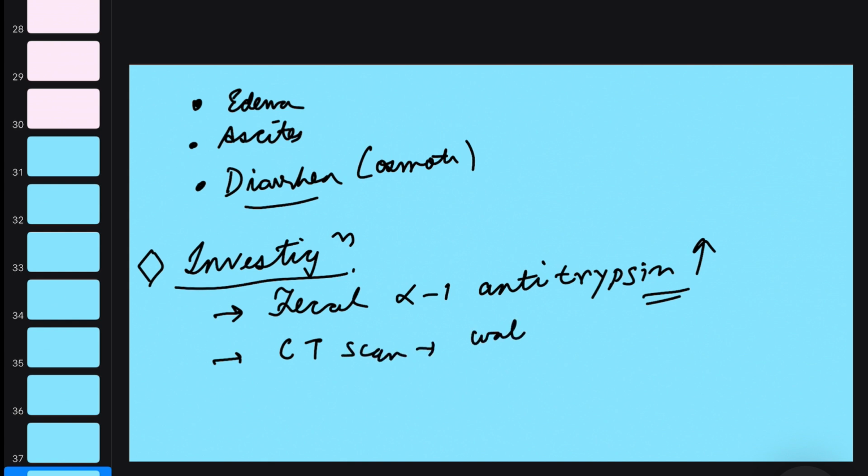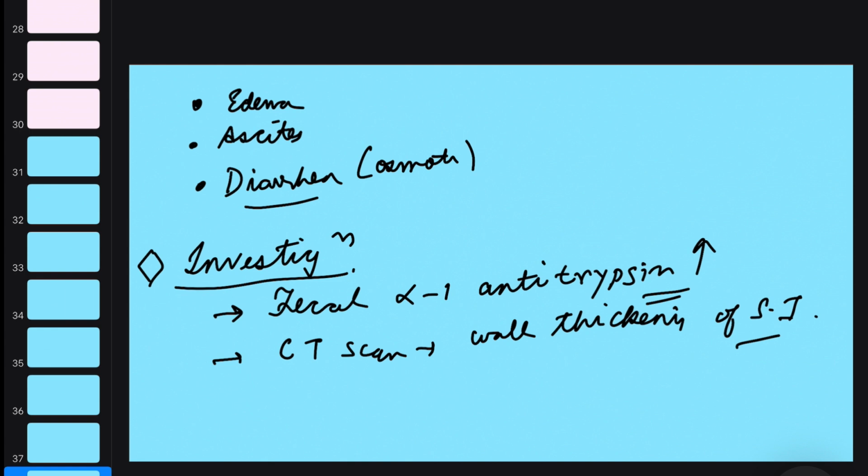You'll find wall thickening. Okay, wall thickening of what? Of small intestine. Small intestine walls will be thickened, and you will find diffuse white lesions. You will find the dilated lymphatic channels, basically thickening of the wall. Okay, all these PG topics you don't need to understand.